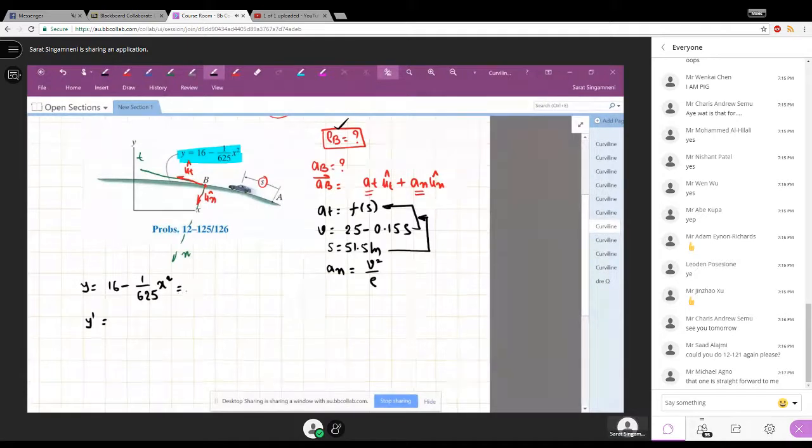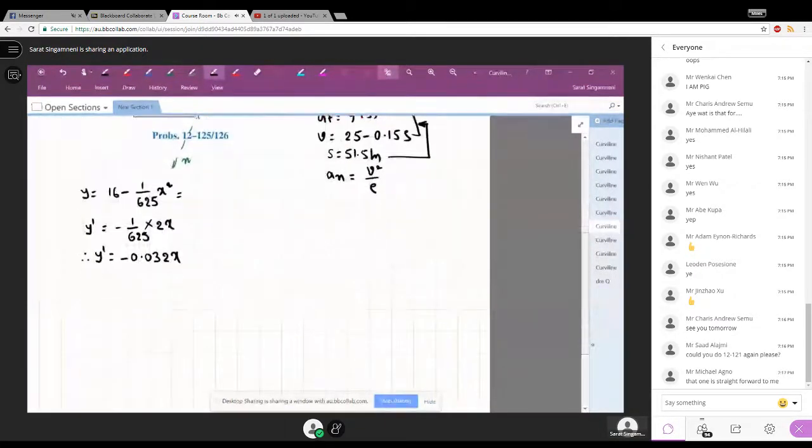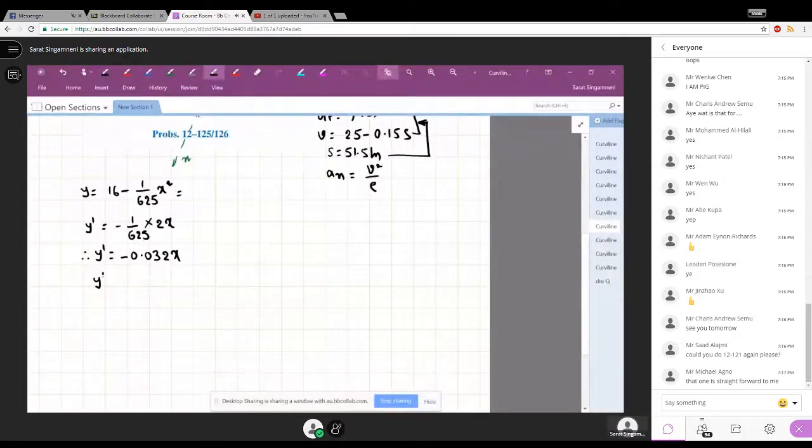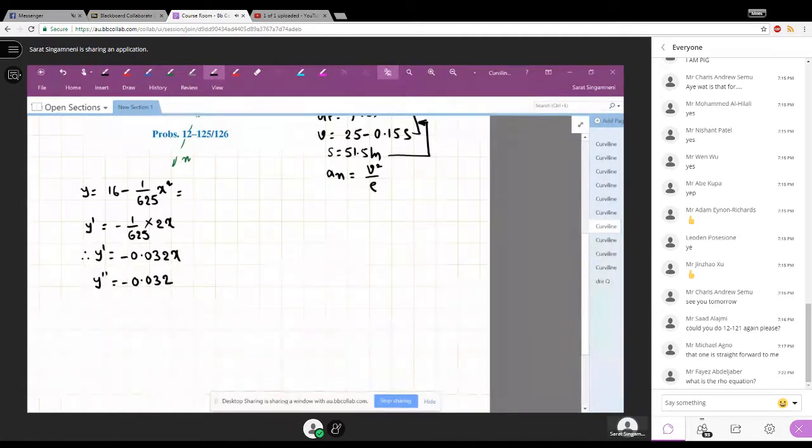so we can simplify this as minus 1 over 625 times 2x. So this can be simplified as y dash is equal to minus 0.032x. I simplified 1 over 625. And then y double dash is equal to minus 0.032, because that x is gone with the derivative.